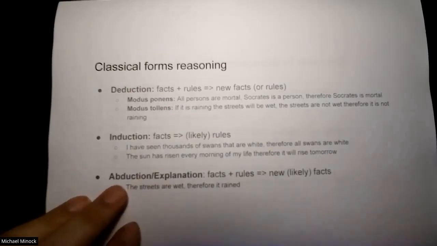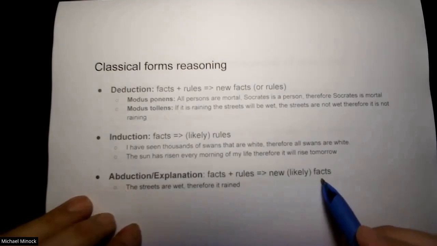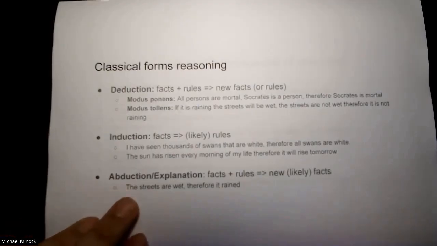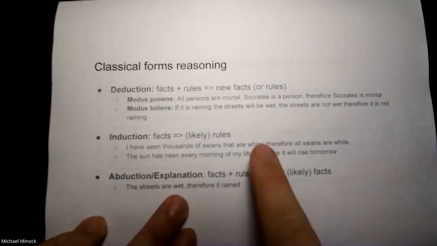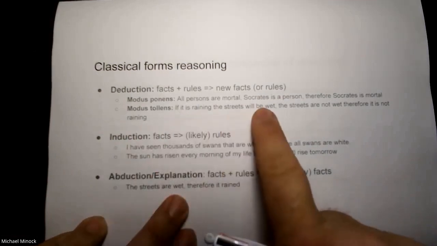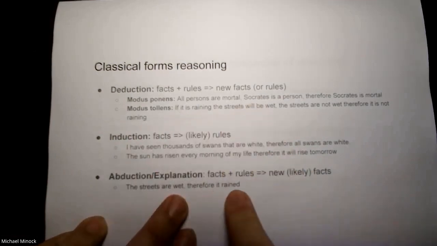Abduction is explanation. That basically says facts plus rules means new likely facts. So you're explaining why facts hold. So the streets are wet, and I also have this rule that says that if it is raining, the streets will be wet. Okay, therefore it rained, right?